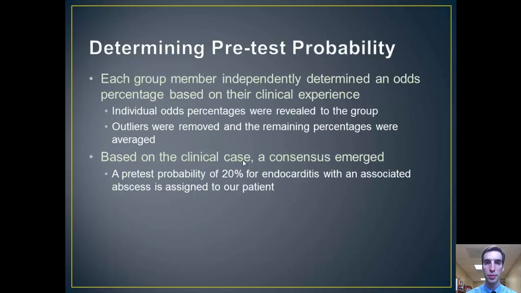Our group then had to determine a pretest probability. How this works is we have a clinical case in front of us, this 26-year-old woman, and we have to determine her risk of having endocarditis. We decided that each individual member should assign a pretest probability, or an odds percentage, based on their own clinical experience. The individual odds percentages were then revealed to the group. We discussed why we picked that number. We then threw out our outliers, our lowest number and highest number were eliminated, and then we averaged the remaining percentages. Based on this clinical case, a consensus emerged. We assigned a pretest probability of 20% for endocarditis with an associated abscess in our patient.